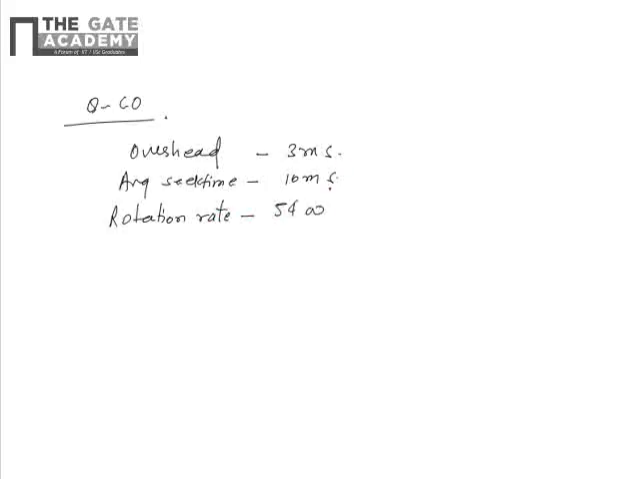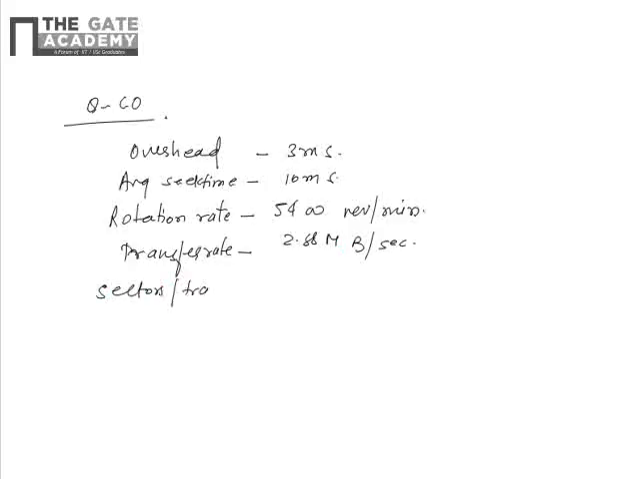Okay, so they have given data on the performance of a magnetic disk, where the overhead is 3 milliseconds, the average seek time is 10 milliseconds, the rotation rate is 5400 revolutions per minute, the transfer rate is 2.88 megabytes per second, the sectors per track is 32 sectors, and the sector size is 1 kilobyte.